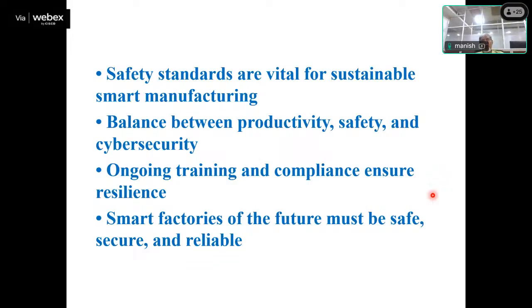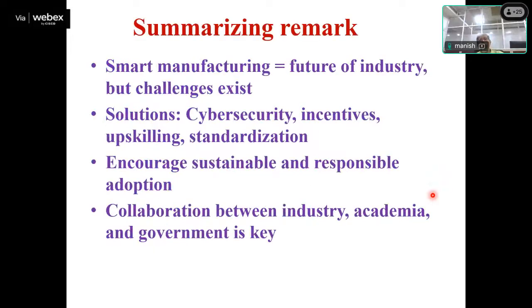Ongoing training and compliance ensure resilience, so system resilience can be improved by that. Then the smart factories of the future must be safe, secure, and reliable. Lastly, what we summarize is that smart manufacturing is the future of industry, but there are challenges to survive. The solutions are: cyber security has to be made intact, incentives have to be given, upskilling of the workforce, then global standardization.